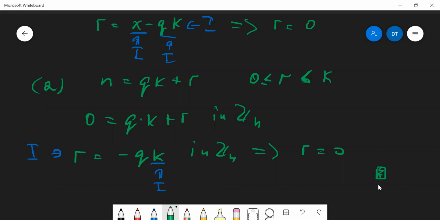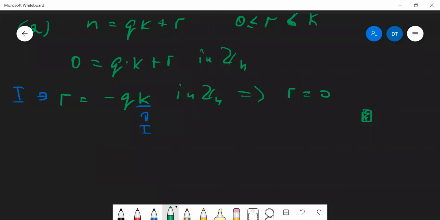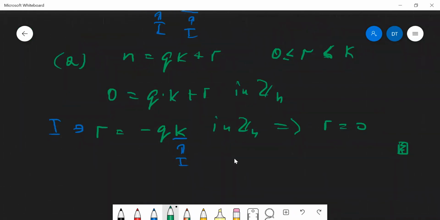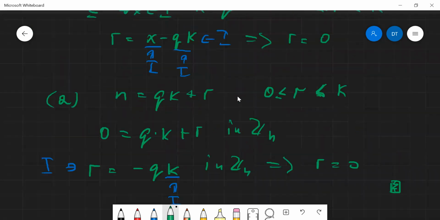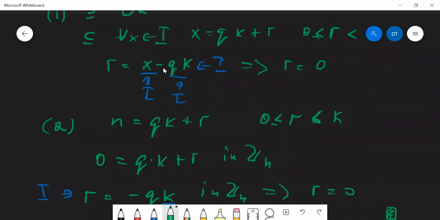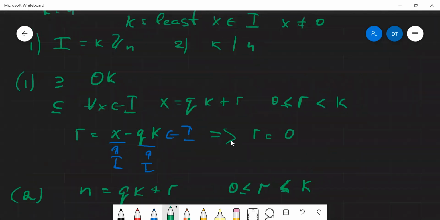Okay. Let me see. Okay, I'll skip one claim. One line above: why, if x belongs to I and qk belongs to I, does it imply that r is equal to 0? Oh, why is it implied that r is equal to 0?